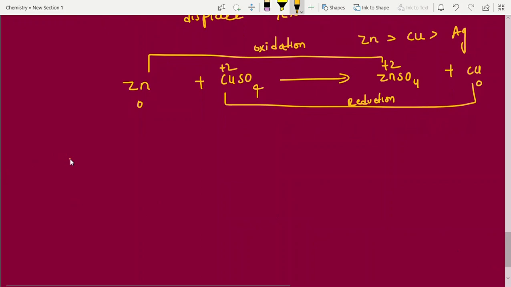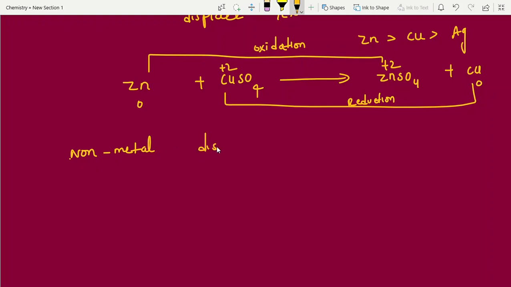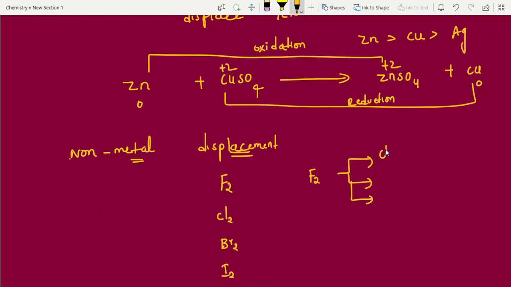But this plays a very important role. A little confusion is there. Non-metal displacement. This is the last topic today. First one, I am writing halogens. If you take fluorine, chlorine, bromine, iodine, fluorine can displace the three below it. You can remember easily like this. Fluorine, down 3. Chlorine, down 2. Bromine, down 1. That's it.